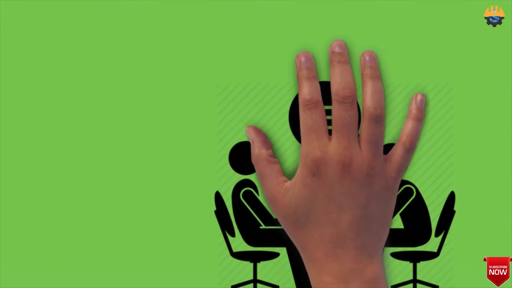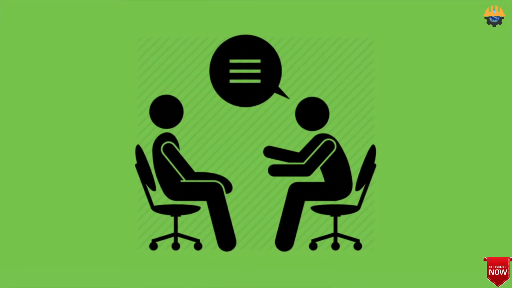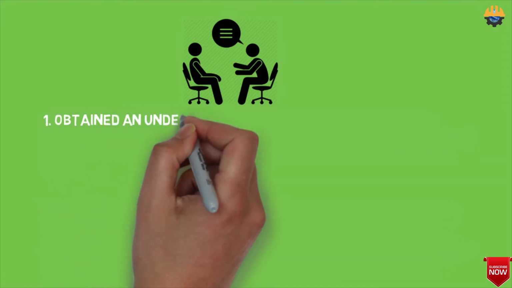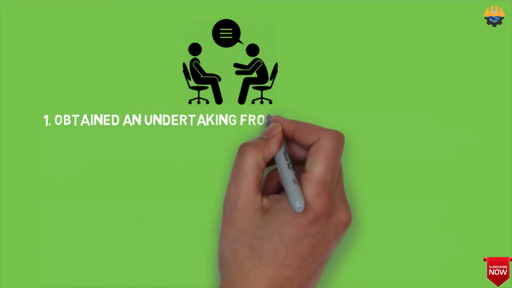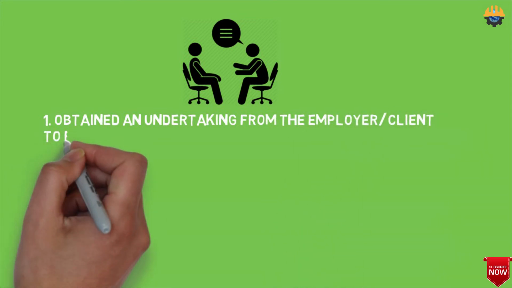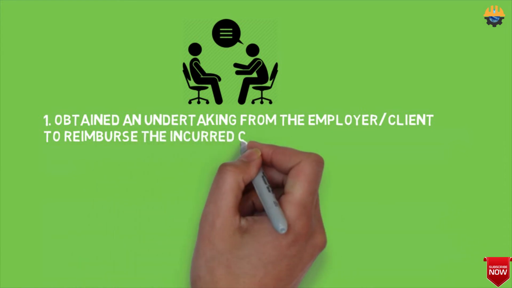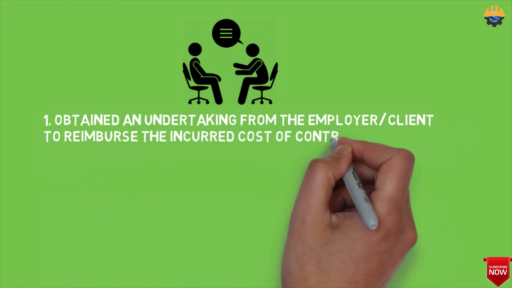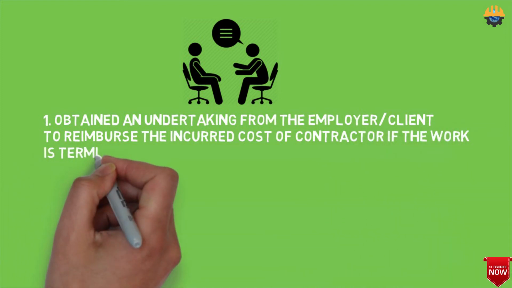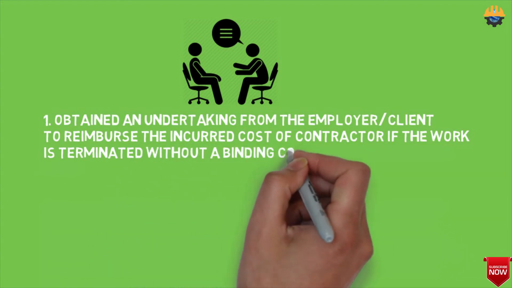So my advice on the subject is, we should obtain an undertaking from the employer and client to reimburse the incurred cost of contractor if the work is terminated without a binding contract being entered into. So the contractor should ensure they will adequately get their reimbursement for expenses. The letter of intent should therefore be properly drafted by contractors, because at an early stage of the project, contractors require subcontractors to commence work and major orders for the materials to be placed if completion dates are to be achieved.